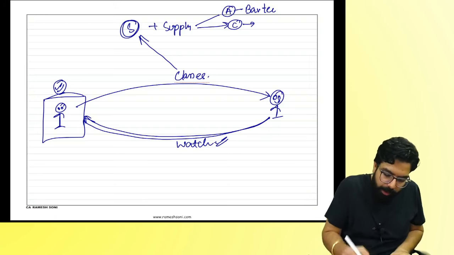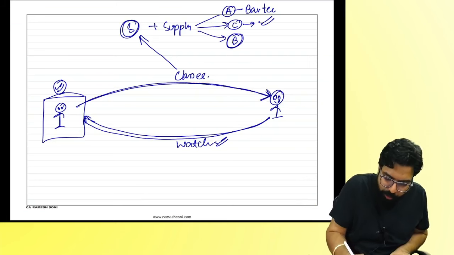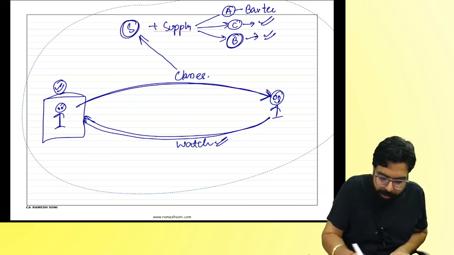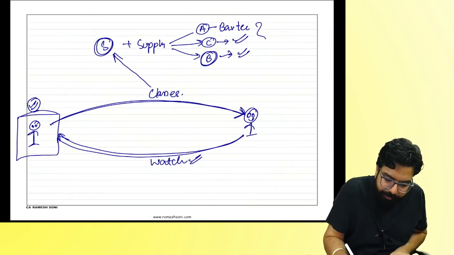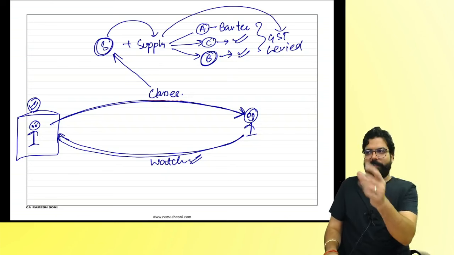Now, is there a consideration? My question, is it in the course of my business? When I'm giving classes to you, is it my business to give classes? Yes or no? My question is whether it will be supply. GST will come once goods or service is supplied, GST gets levied.